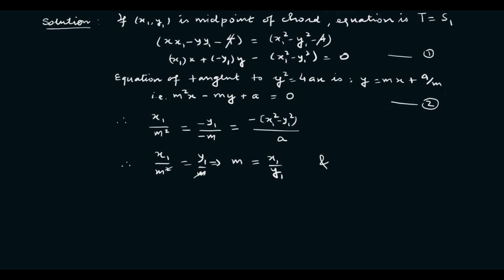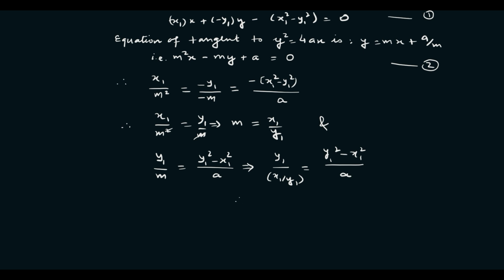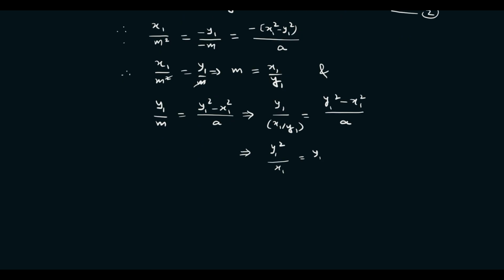Now we equate the second two, and from here we get another relation by putting the value of m as x1 by y1 in this expression. When you put m is equal to x1 by y1, m is eliminated totally, and now we have an equation which connects x1 and y1. Actually this is the equation of the locus required, but here a is also appearing. a is definitely 2 because y square is equal to 8x is given to us. 4a is 8, so a is 2. Putting that 2 here, these equations become like this.